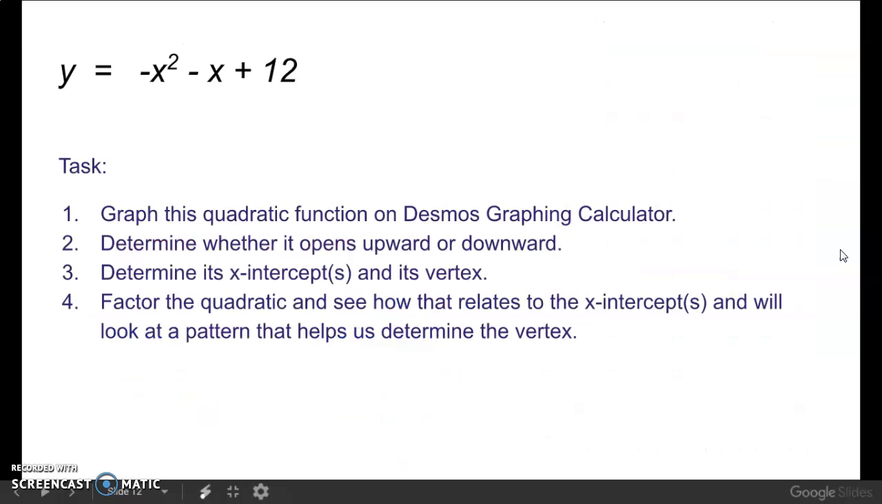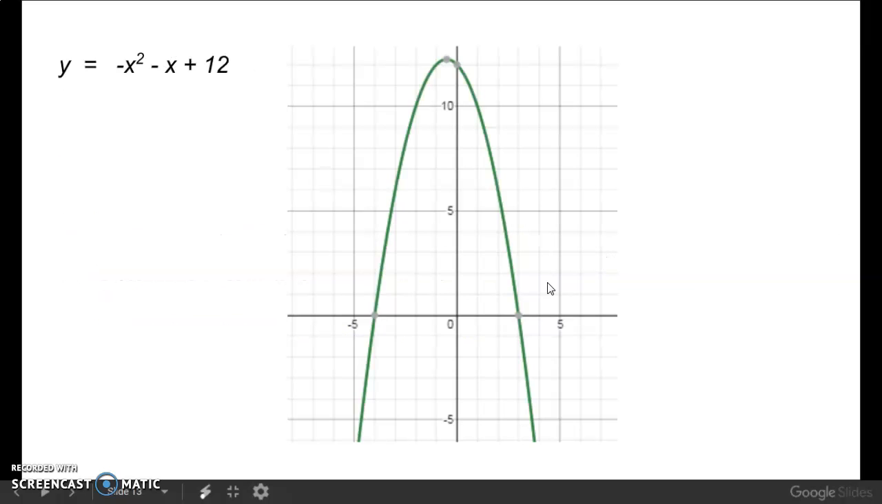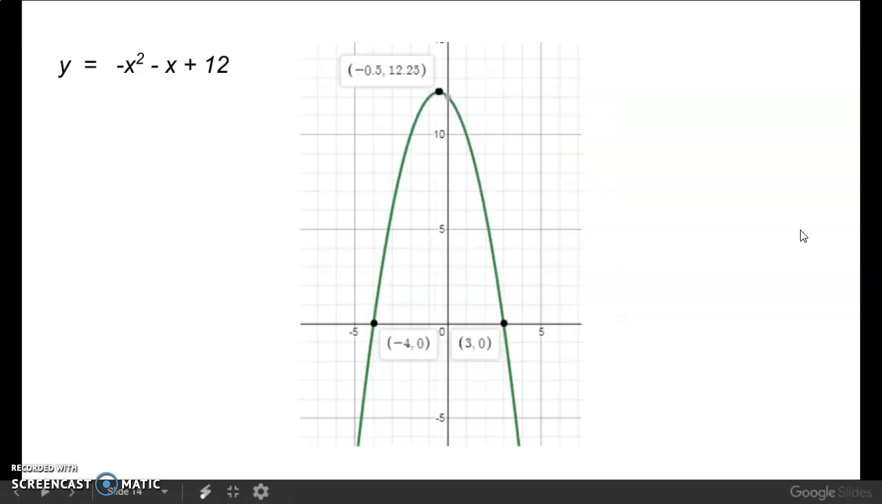All right, let's try this one here. So this one is negative x squared minus x plus 12. We're going to go through the same steps. So I think you can see with this one it opens downward, right? And if you're thinking it probably has something to do with this negative, you're correct. So anytime this first term is negative, or we would say that a is negative, it's going to be downward opening. Some people call it downward facing.